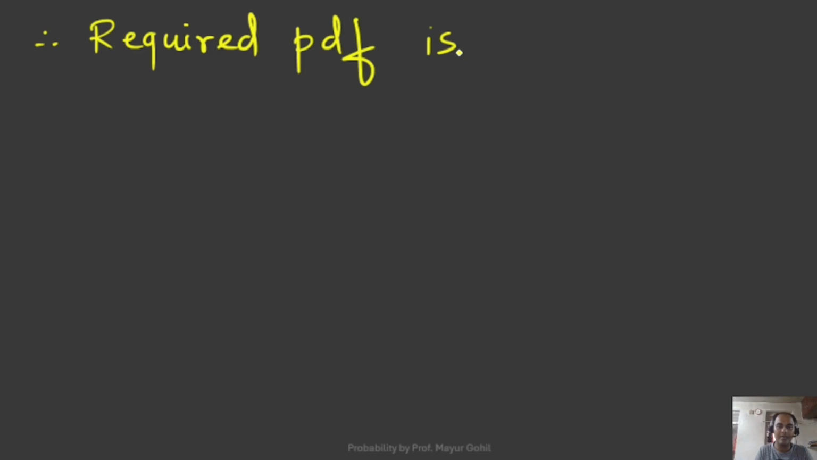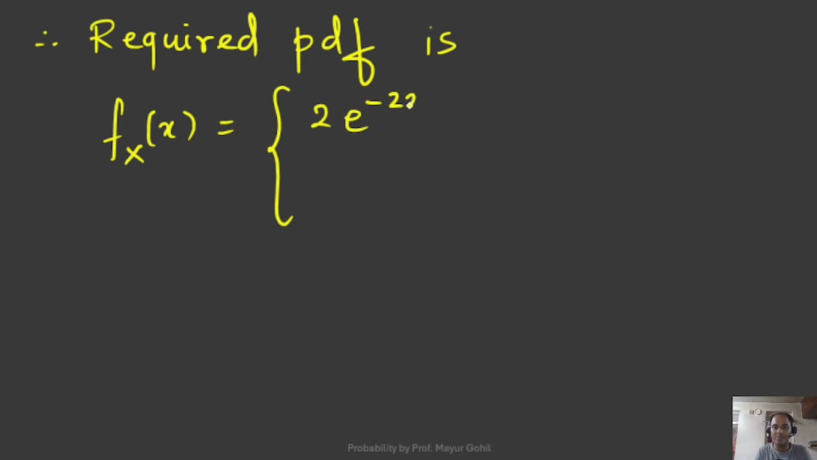So we now write the required PDF. You can write it in this manner. We have already calculated it: 2 into c was the value, so c we put as 1 here, giving 2 e raised to minus 2x for x greater than or equal to 0, and 0 otherwise. That is what is there.